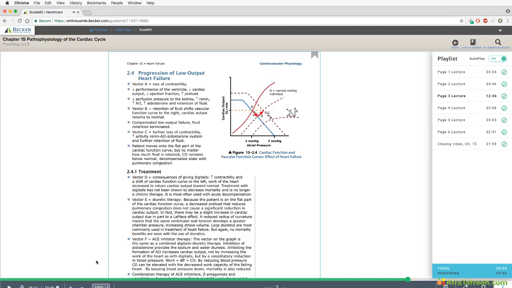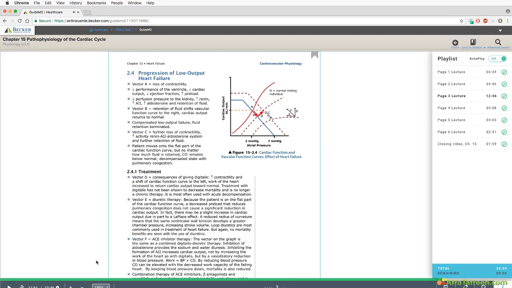It decreases preload, it relieves pulmonary congestion, but it also increases performance towards normal. Now, if you give a diuretic and relieve the congestion, just giving a diuretic does not increase the longevity of the patient. Giving digitalis returns performance towards normal, but again, it does not increase longevity. If you give a combination of diuretics and digitalis and move along vector F, you decrease preload, you return performance towards normal, but again, you do not increase the lifespan of the individual.